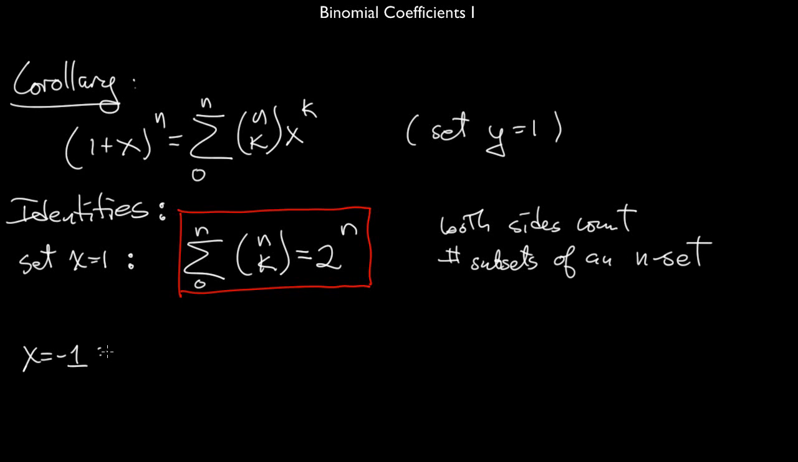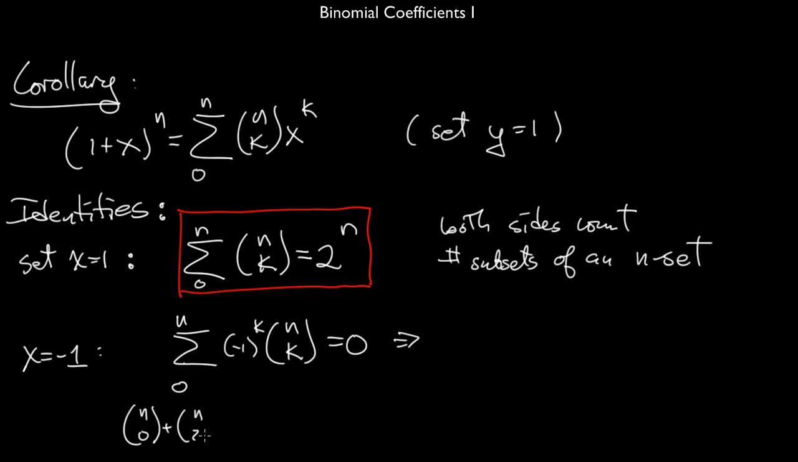Take x is equal to minus 1 on the other hand, and what you get is the summation of minus 1 to the k, n choose k is equal to 0. So the alternating sum of the binomial coefficients is equal to 0. And you can rewrite that as the following. If you sum up the binomial coefficients with k even and you sum it up with k odd, those two numbers are the same, and they're both equal to 1/2 of 2 to the n, which is to say 2 to the n minus 1. So the summation of the even binomial coefficients and the odd binomial coefficients are both the same.